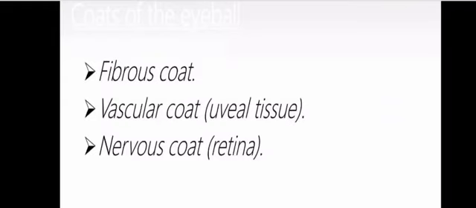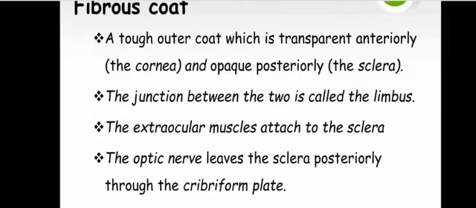The coats of the eyeball are the fibrous coat, the vascular coat and the nervous coat, which is the retina. The fibrous coat is the toughest outer coat, which is transparent anteriorly and opaque posteriorly. The anterior transparent portion is known as the cornea and the posterior opaque portion is called the sclera. The junction between the cornea and sclera is known as the limbus.